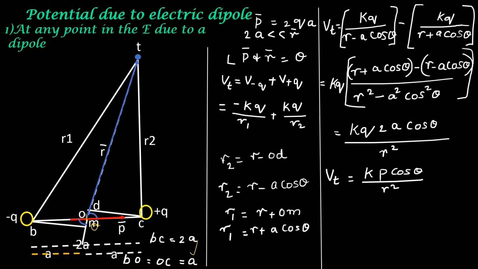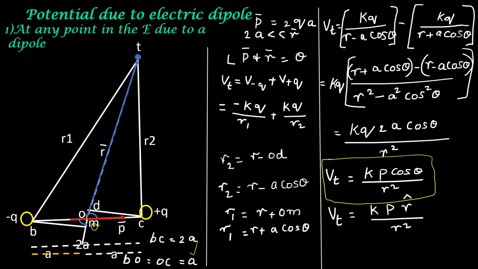This is in terms of dipole moment. So we have derived an equation for calculating potential due to dipole at any point in the electric field of the dipole. You may be asked to give the vector form of this formula. It is very easy because cos theta is associated with dot product. So the equation will be Vt is equal to K p dot r cap by r square. R cap is the unit vector. Remember the condition, R is much greater than A.